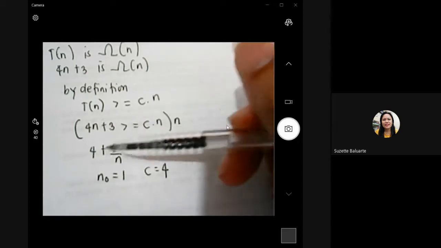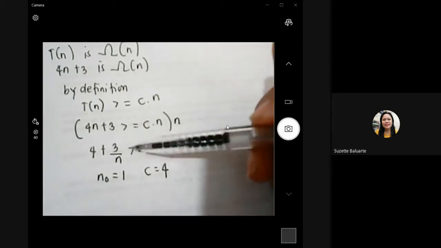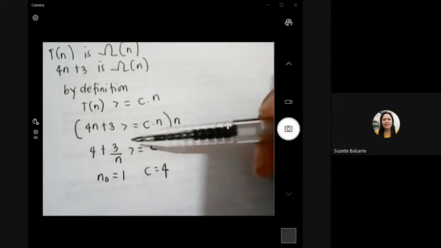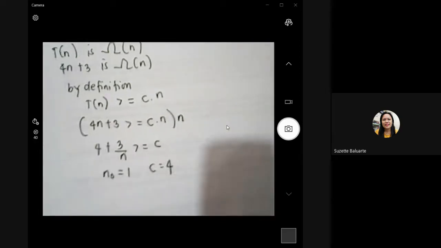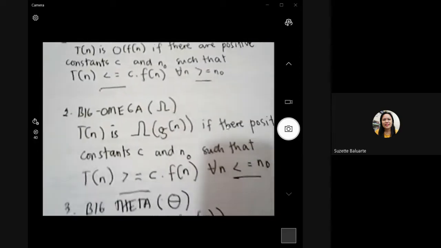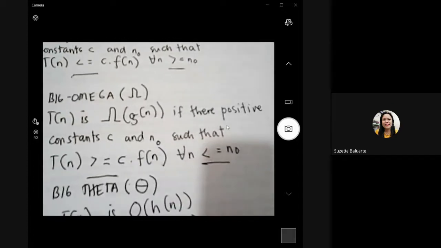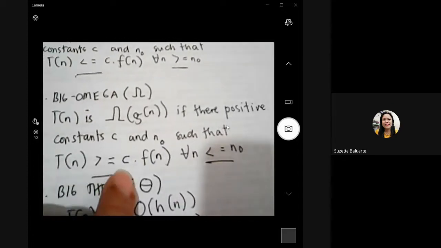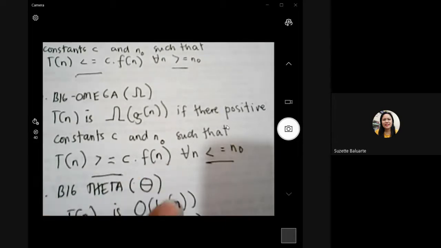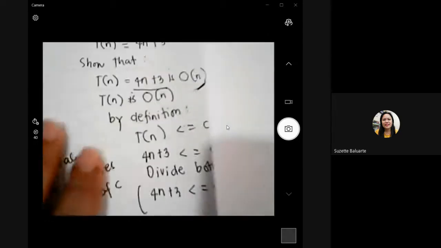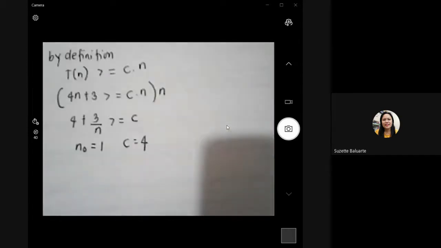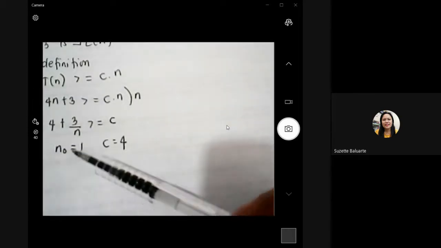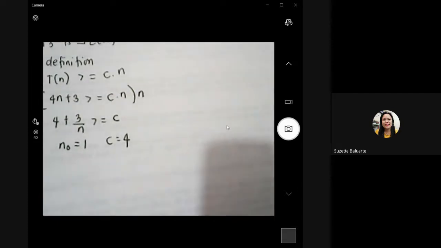Again, this is the opposite one. So based on the definition of big omega, there are positive constants C such that T of n is greater than C of f of n. So we reverse it. In big O, as the value of n increases, the value of C decreases. Here, as the value of n increases, the value of C increases.